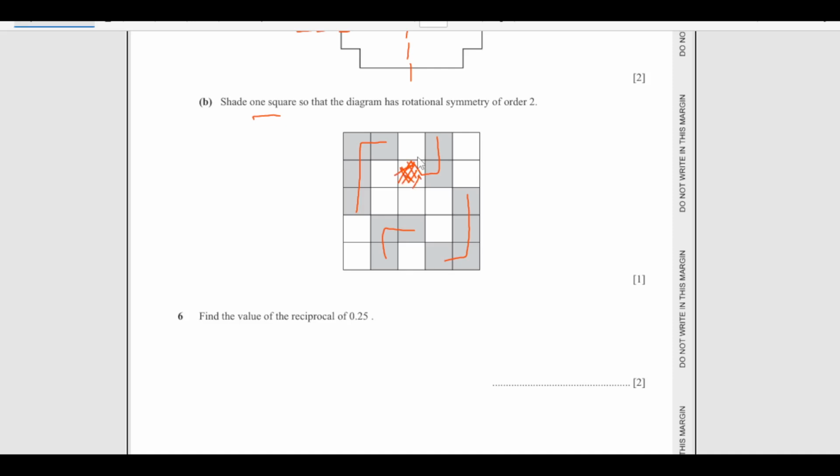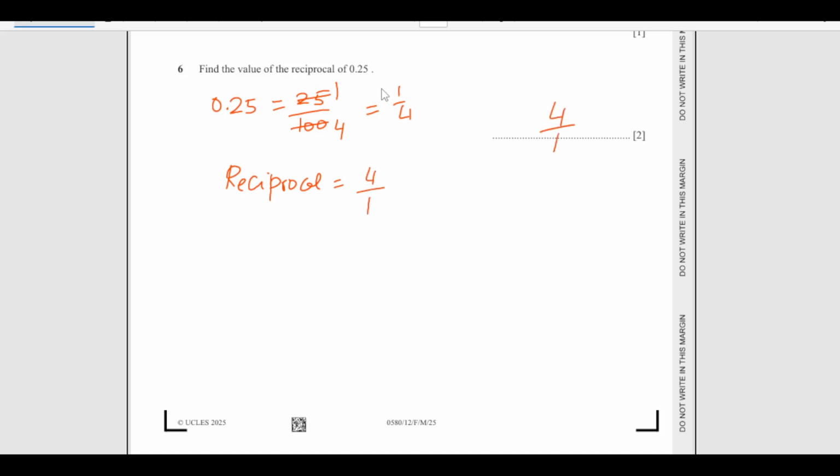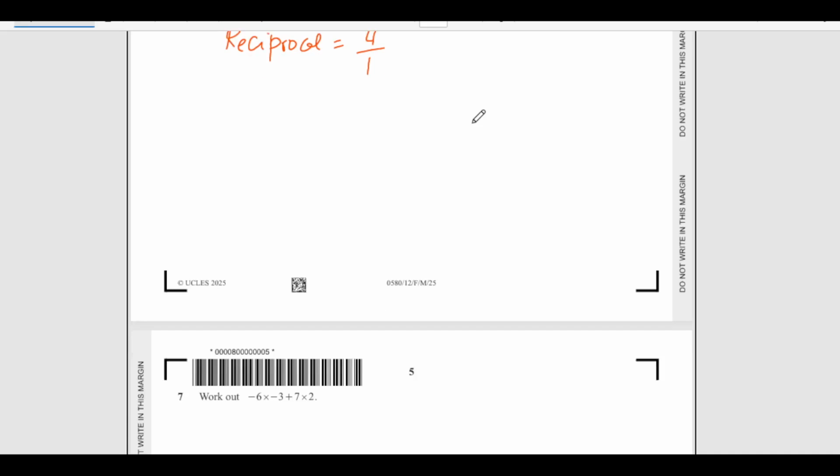Okay. Number 6, find the value of the reciprocal of 0.25. First of all, we will convert this into a fraction, 25 over 100. 25 times 1 is 25, 25 times 4 is 100. So 1 over 4 is the answer for 0.25, and the reciprocal is 4 over 1. So the answer is 4 over 1. You can even write 4.